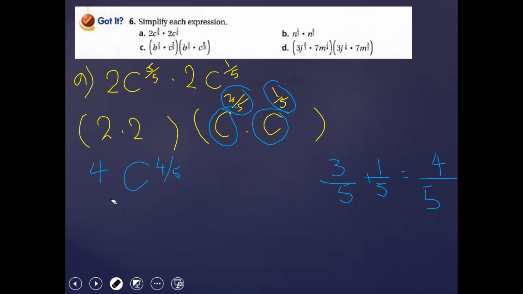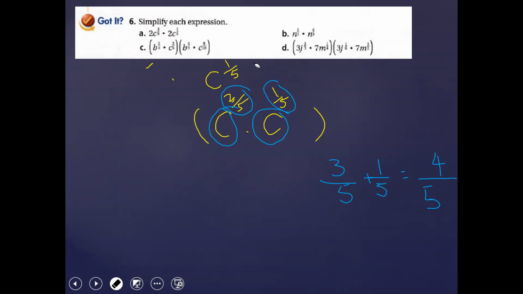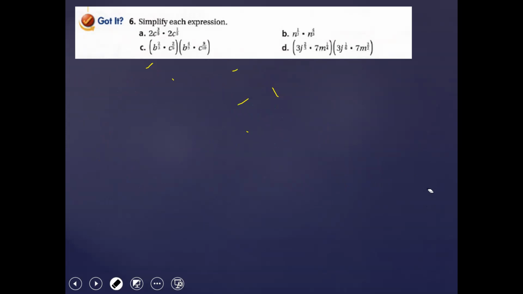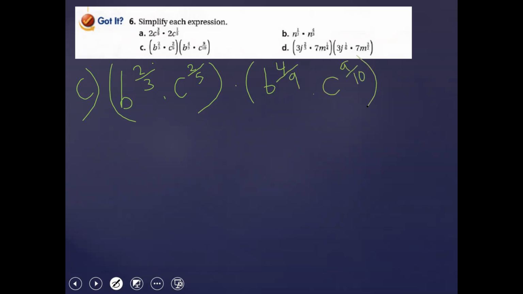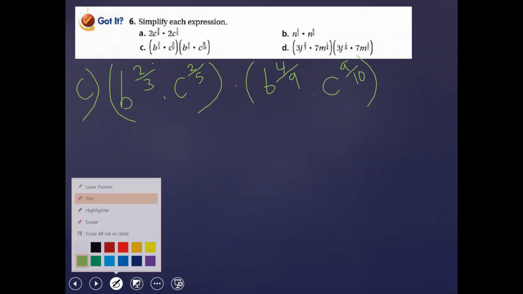Now, let's do C. In C now, here we have b to the power 2 over 3 times c to the power 2 over 5 times b to the power 4 over 9 c to the power 9 over 10. The first step, use the associative property.